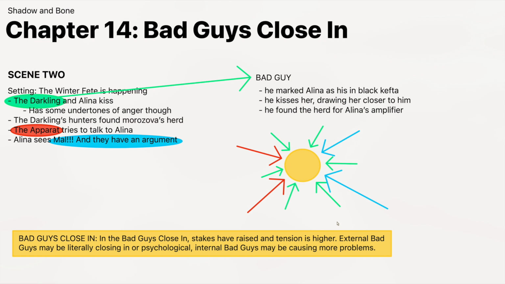Alina's like, whatever. And they have this huge argument. She's feeling more alone and more lost now. Even though she's closer to the Darkling, she somehow feels more lost. And all these things are pinching her in, physically and mentally.